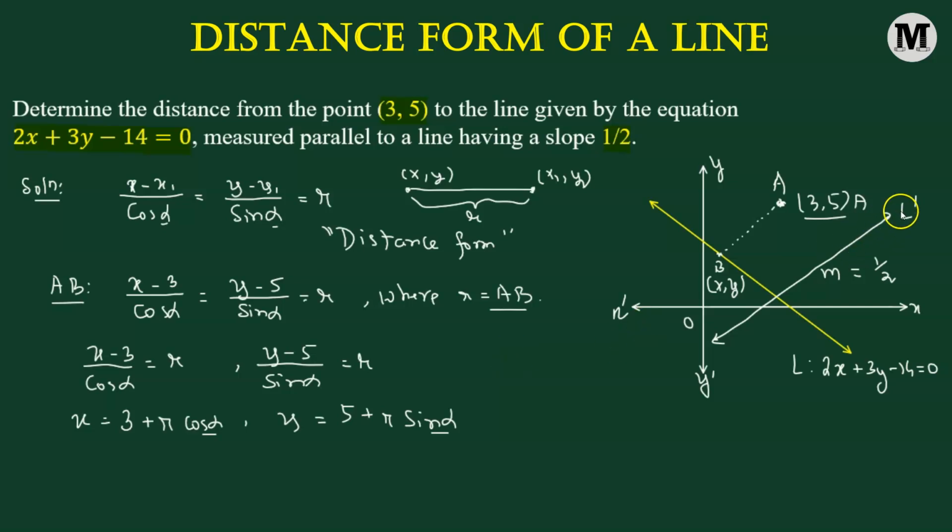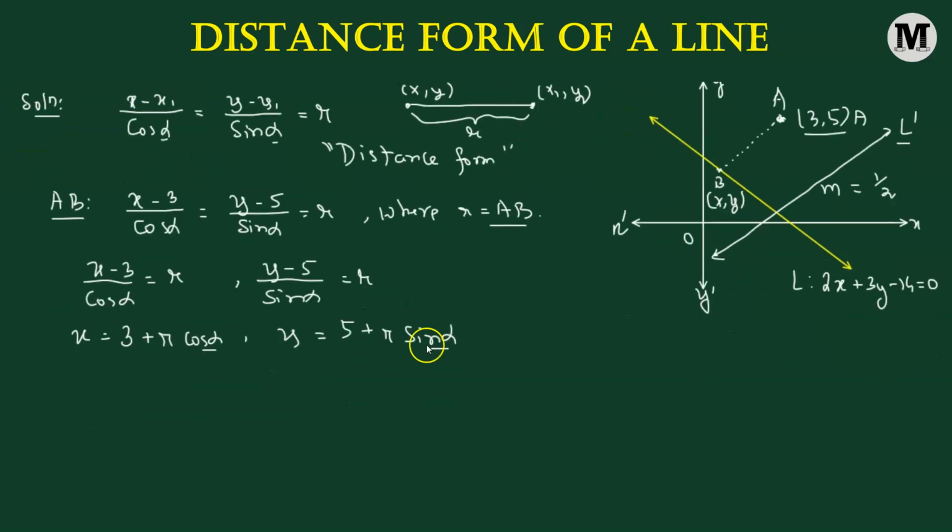Now here it's given that the slope of the line L prime, m, equals 1/2. If the slope of the line L prime is 1/2, then the slope of AB must also be 1/2. That's because these two lines are parallel to each other, and we know that two parallel lines have equal slope.